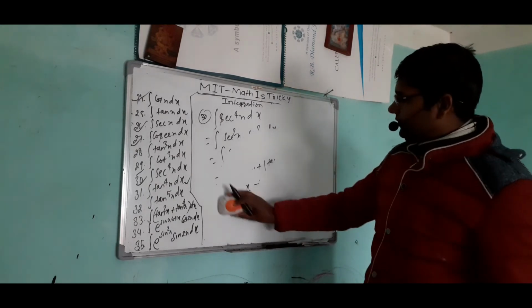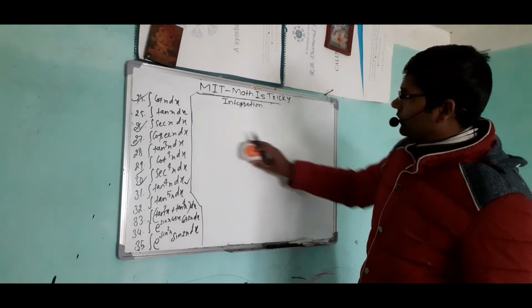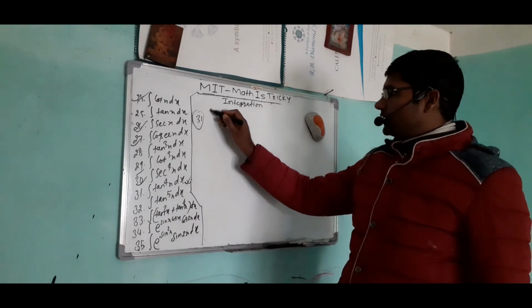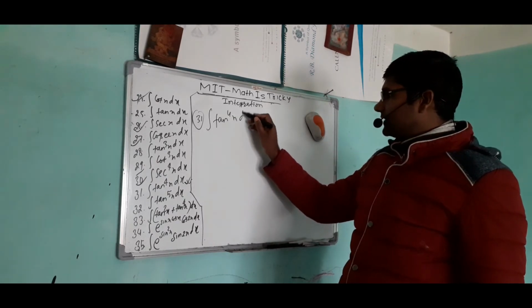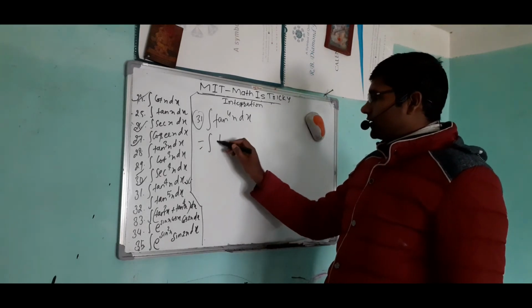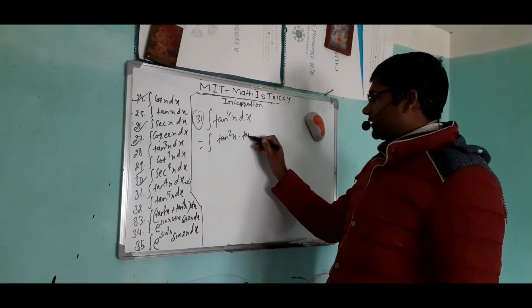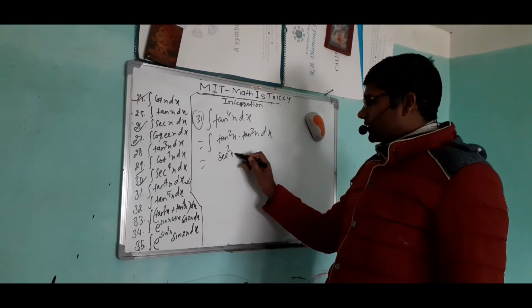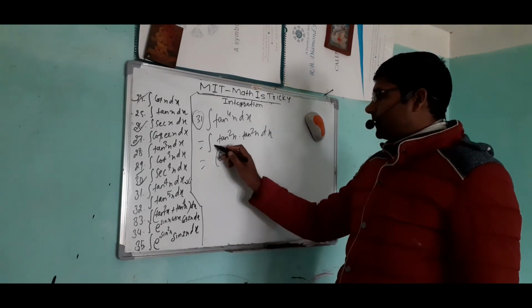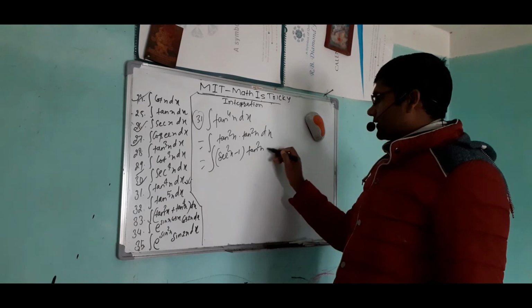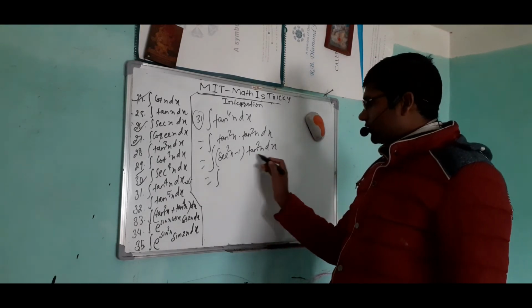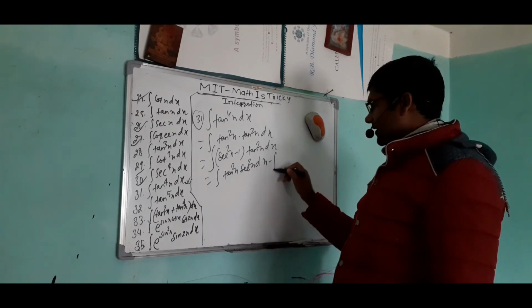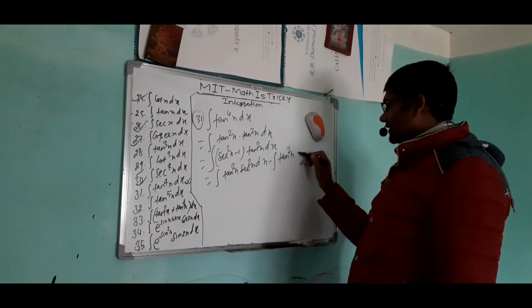Let's move to question number 31, the integral of tan power 4x dx as before. Let's write tan square x into tan square x dx. Now for tan square x we can write sec square x minus 1, times tan square x dx. Opening this bracket, we get tan square x sec square x dx minus tan square x dx.